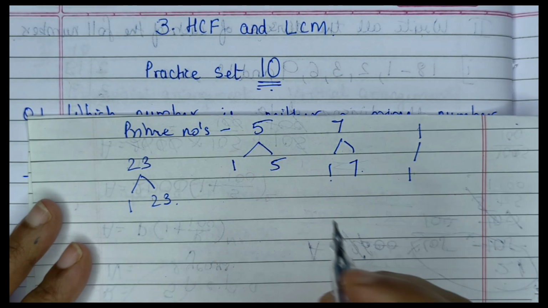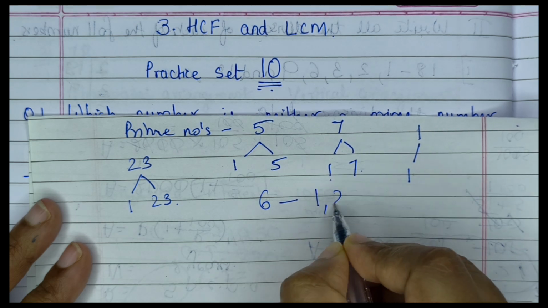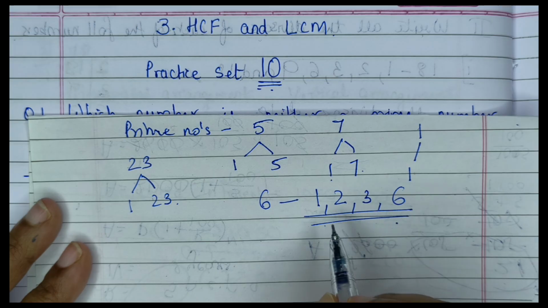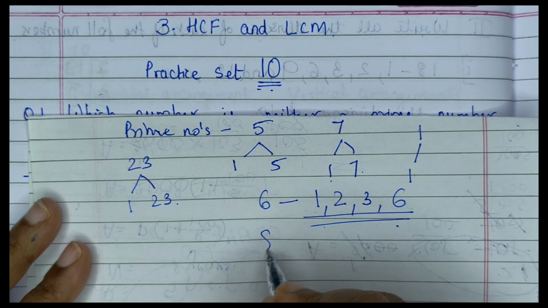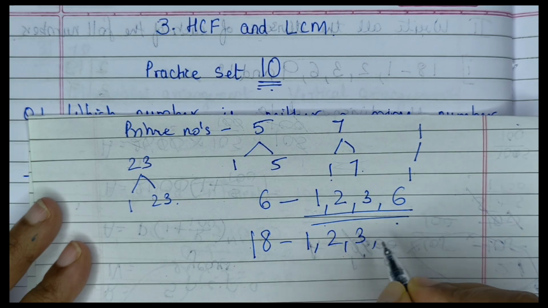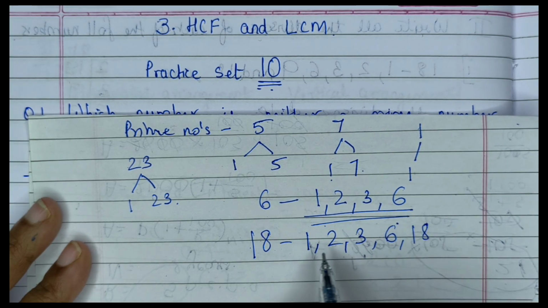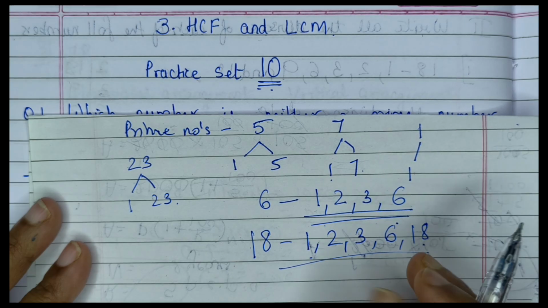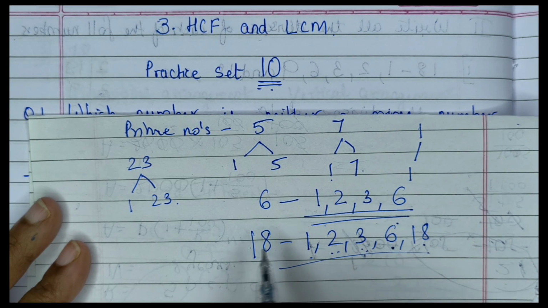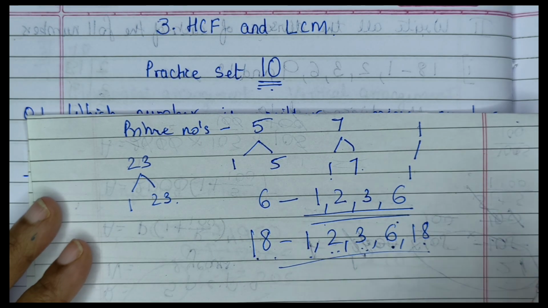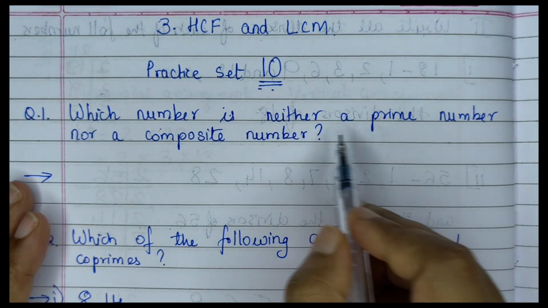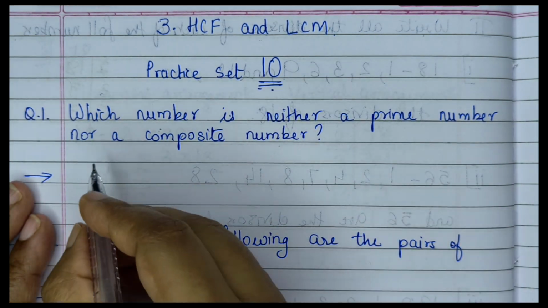Composite is what? You get many factors, like 6. 6 is divisible by 1, 2, 3 and 6. So see, there are many factors over here. Understood? That means 6 is a composite number. If I take 18 over here, 1, 2, 3, 6 and 18. Understood? So you can see other than 1 and 18, there is 2, 3, 6 also. These numbers are also divisible into 18. So therefore 18 is a composite number. Understood? So that means, which number is neither a prime number nor a composite number? 1 is neither.